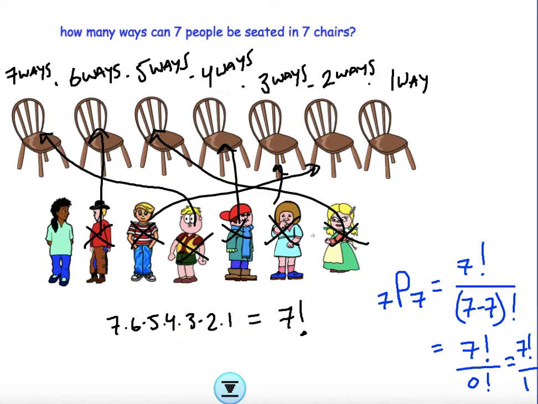So, I can do this problem as 7P7. And when I type that in my calculator, I'm going to get 5,040 ways. That's the same thing as 7 factorial.